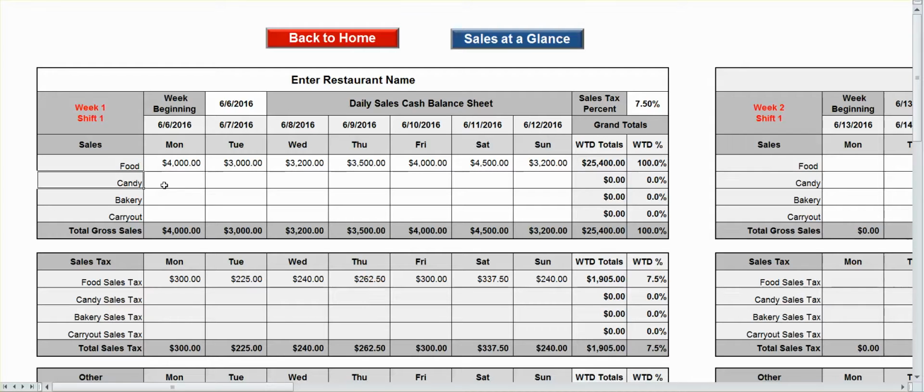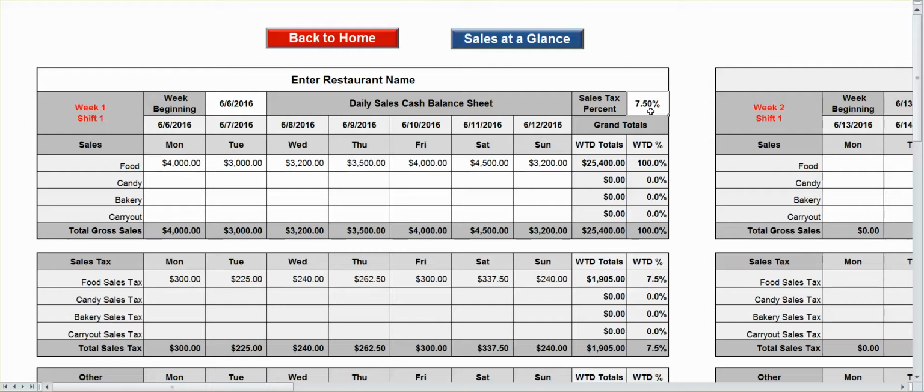Maybe you sell food somewhere else, and maybe you might have a gift shop and there's food in here. You can put food, or you can put your gift shop information in here as well. Carry out, you want to separate them out. That way you know what's going on, what you sell between carry out and your regular register.